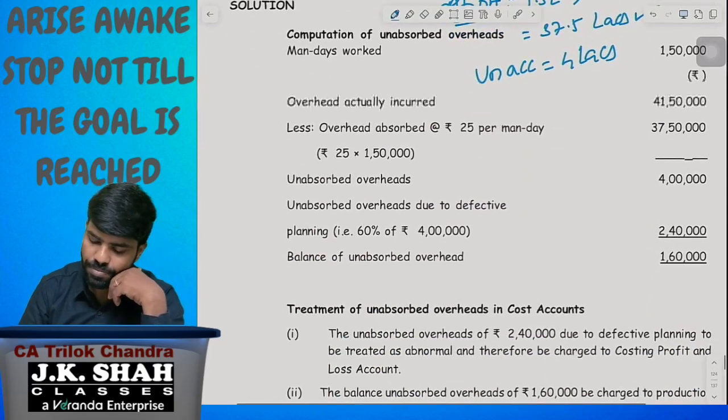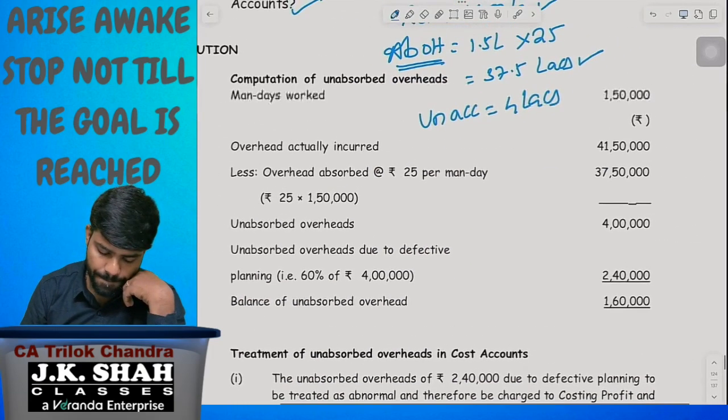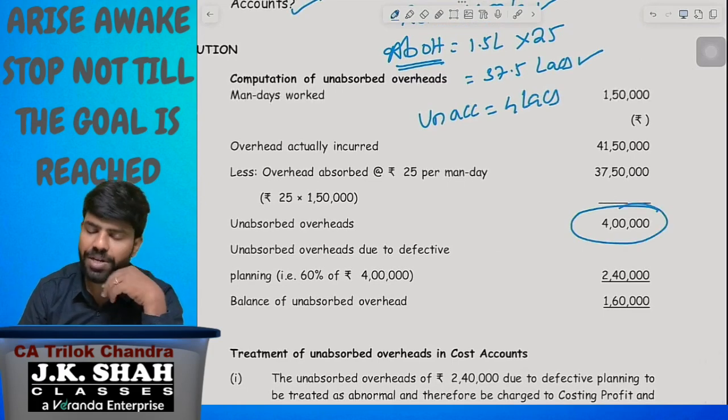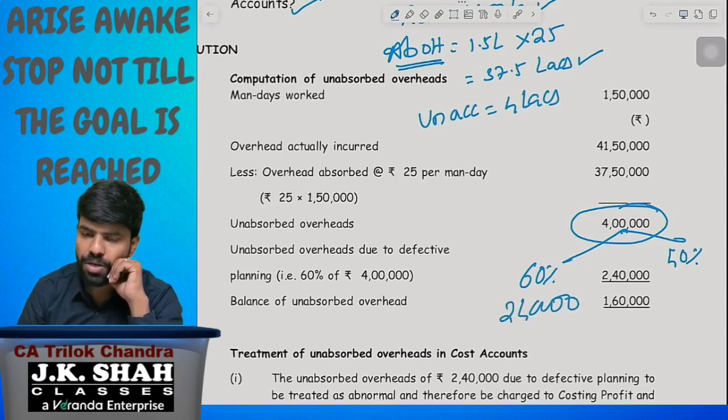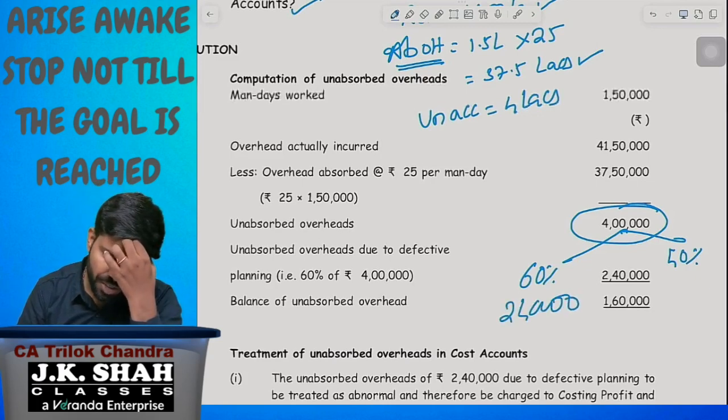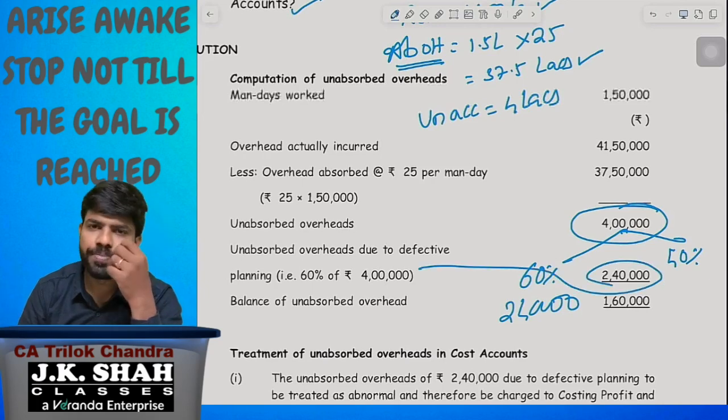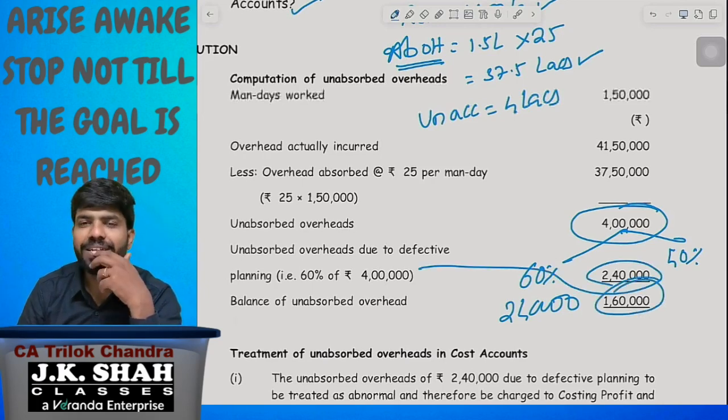Look at here. 4 lakhs is under accounting. Out of 4 lakh, there are two classifications, 60% and 40%. 60% is 2 lakh 40,000, which is due to defective planning. That is what they have given here. The balance is due to the increase in cost.